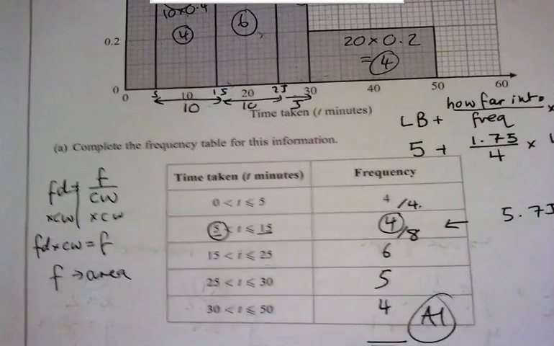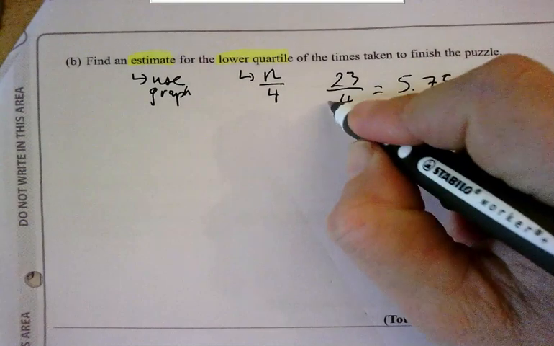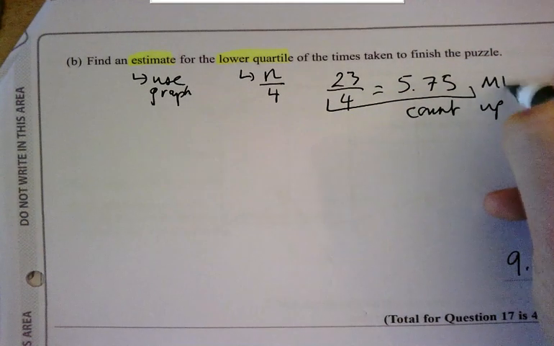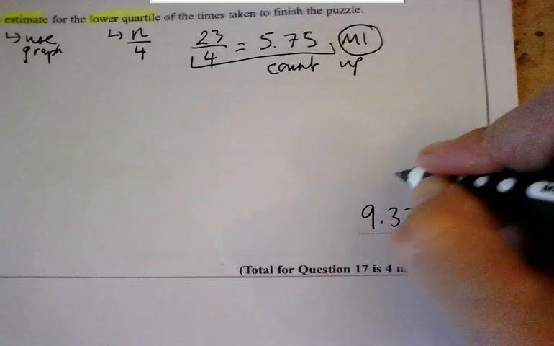You would get 1 mark for 23 over 4, so 5.75, any of this is 1 mark. And then it was only 2 marks, so the second mark is for 9.375.